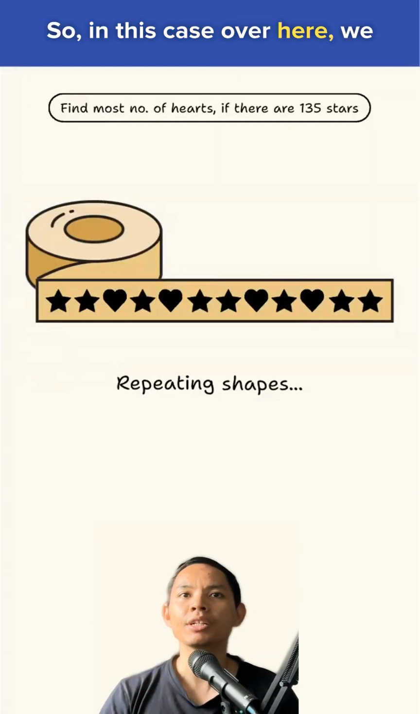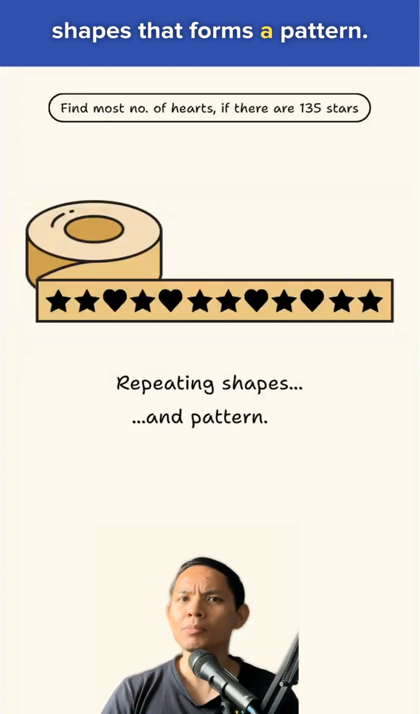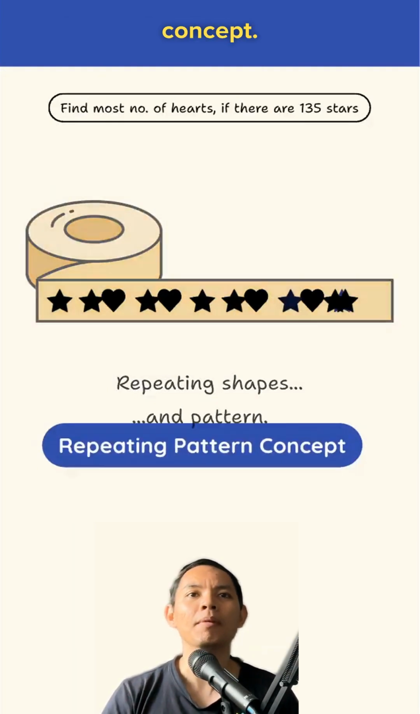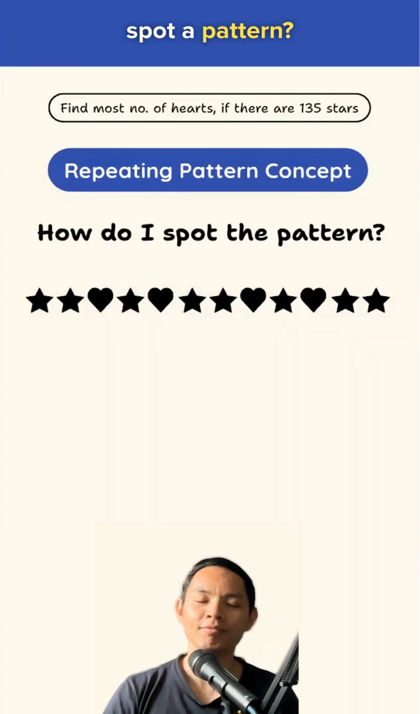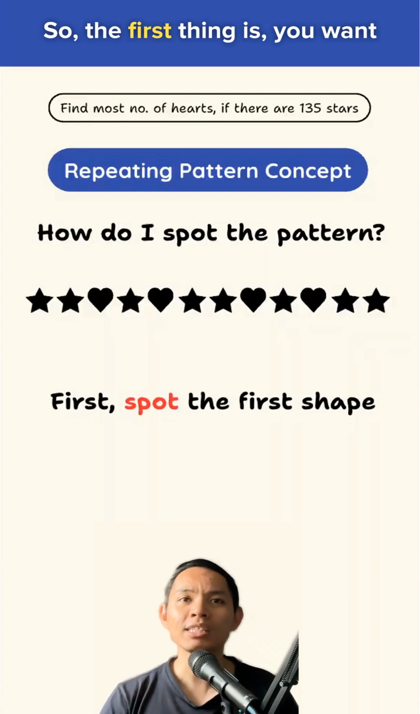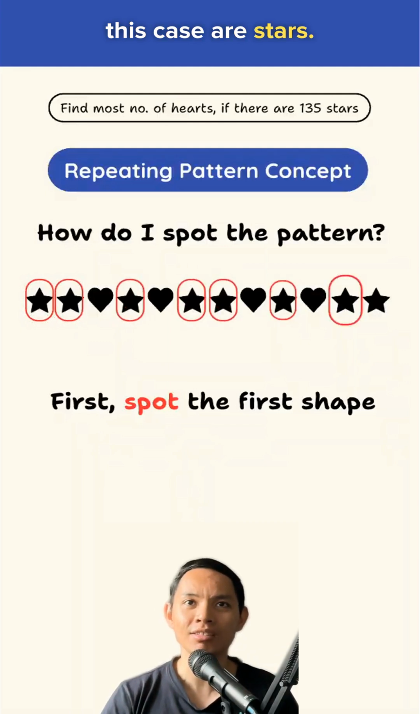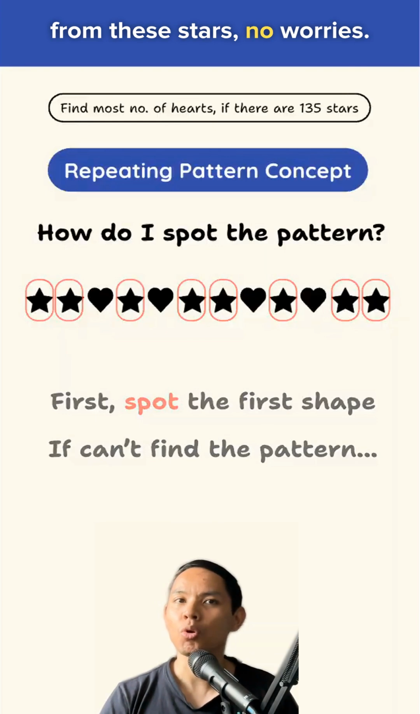So in this case over here, we know there are repeating shapes that form a pattern. That means the concept is called the repeating pattern concept. First things first, how do I spot a pattern? Very good question. The first thing is you want to spot the first shape, which in this case is stars. If you can't find the pattern from these stars, no worries.